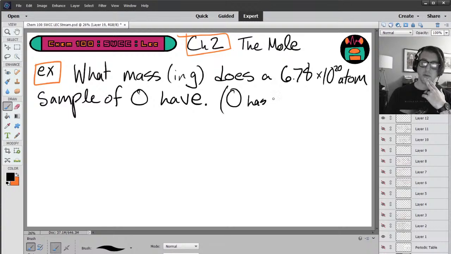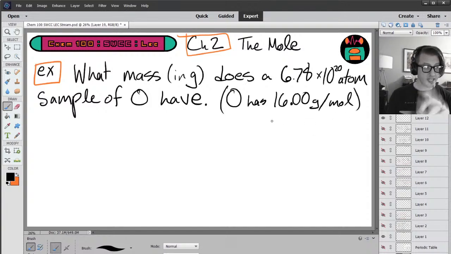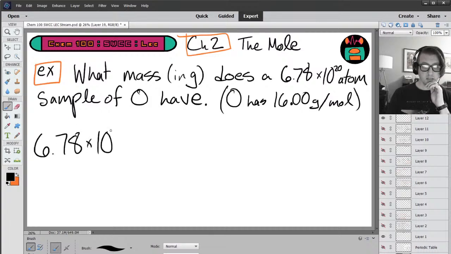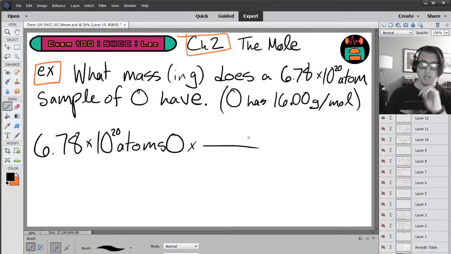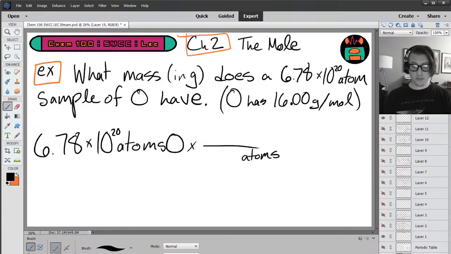Oxygen has an atomic mass of 16.00 grams per mole. All right, that's the number on the periodic table. So, first step, we have 6.78 times 10 to the 20th atoms of oxygen. Next, we need to convert from atoms. Let me do this a little better.